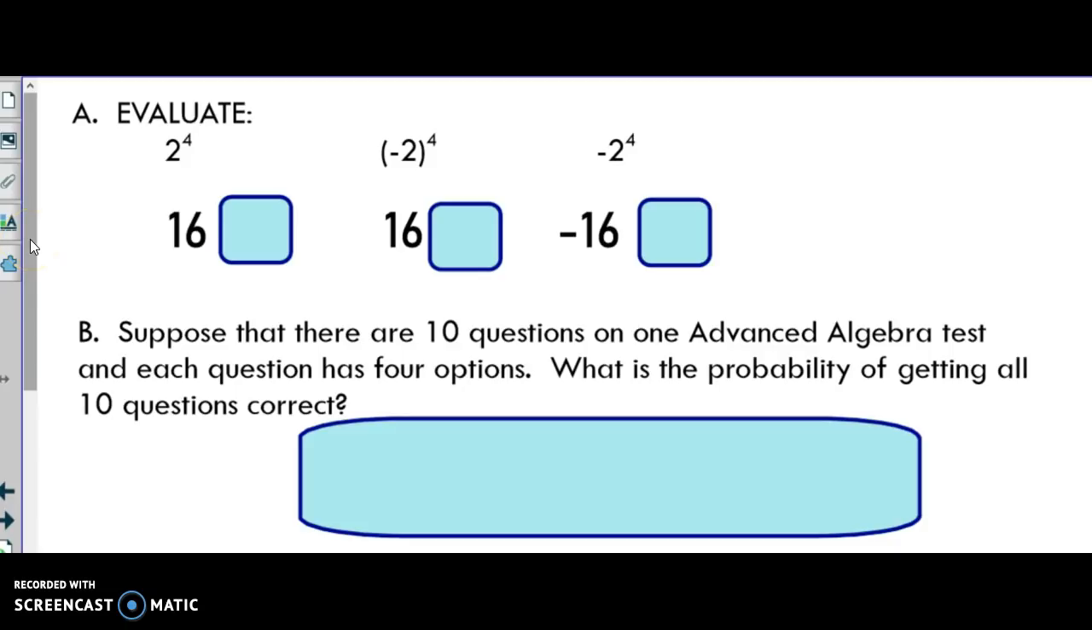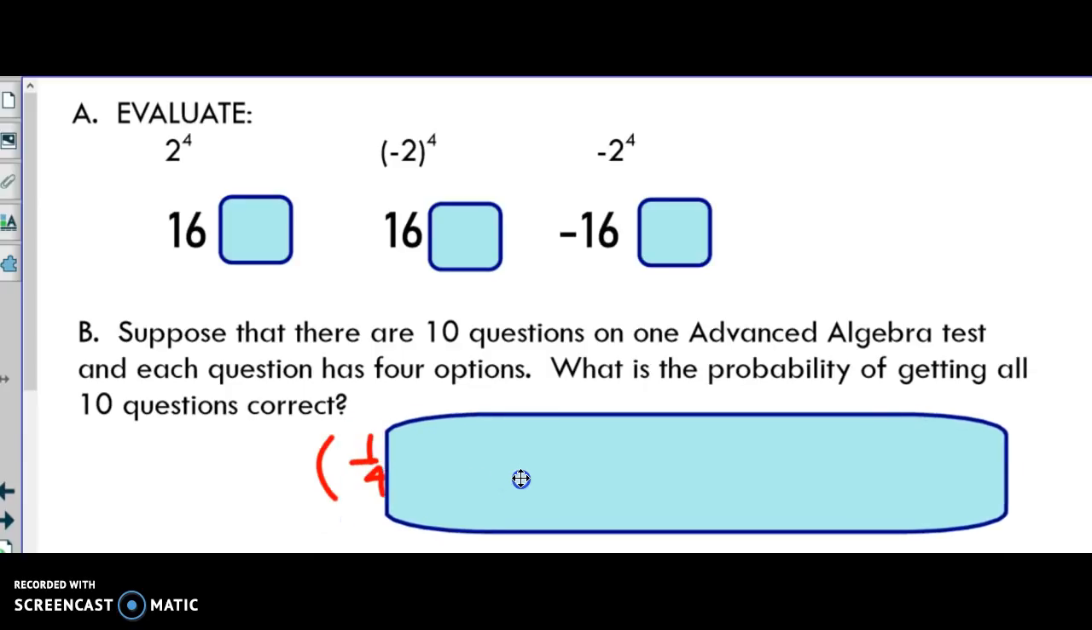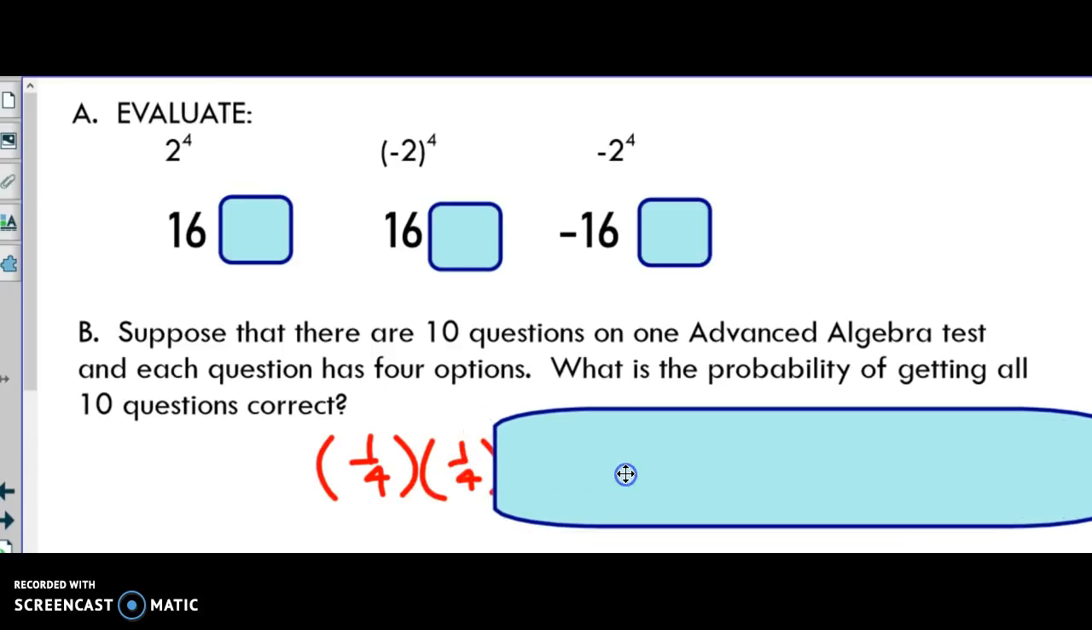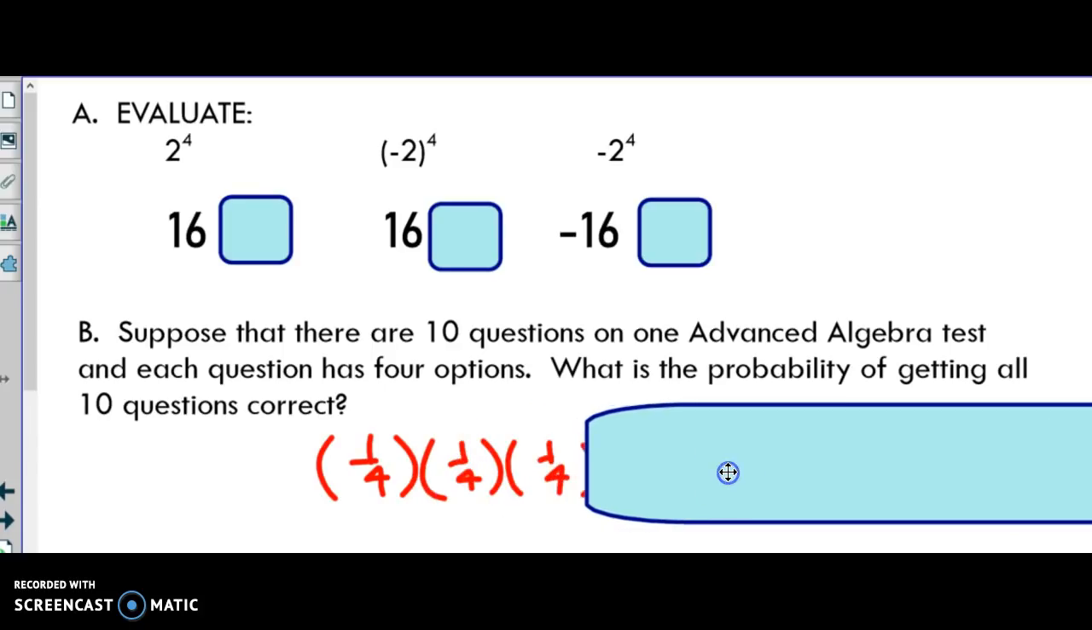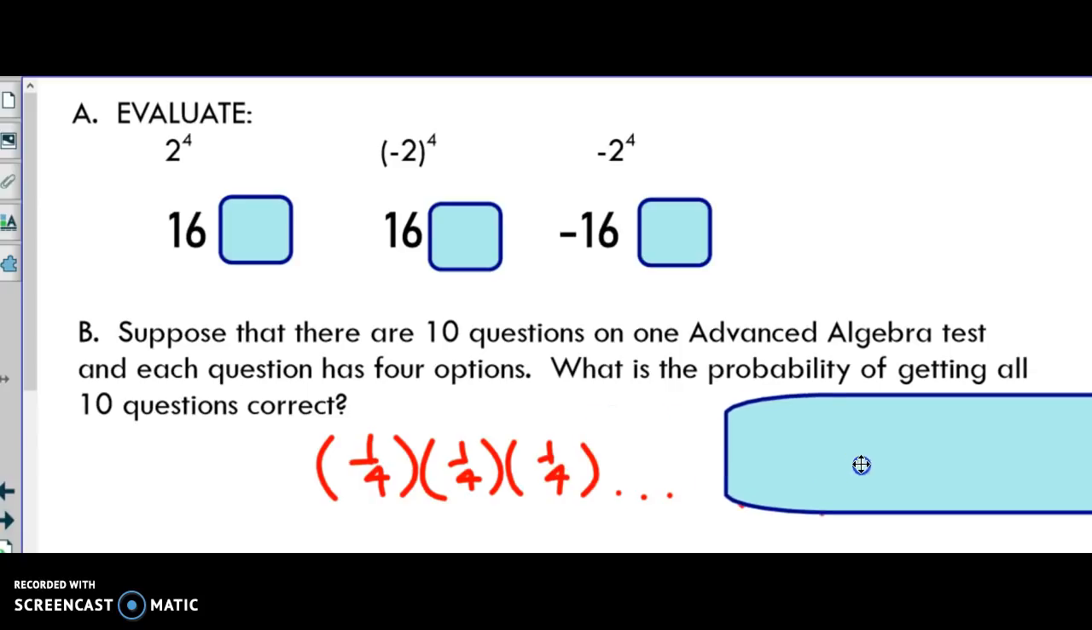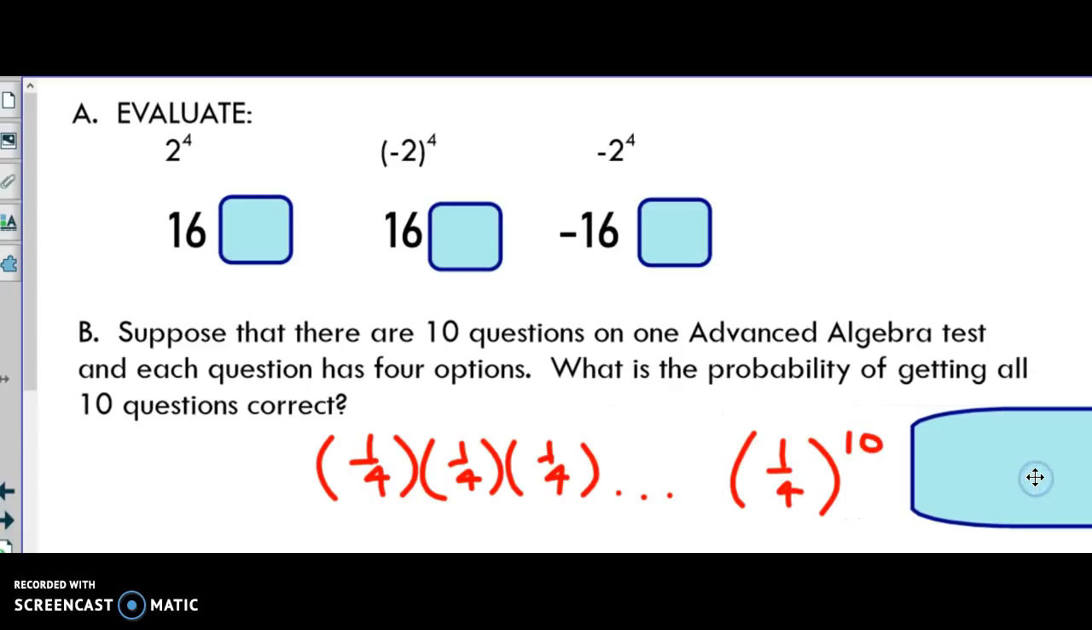Suppose there are 10 questions on one advanced algebra test, and each question has 4 options. What is the probability of getting all 10 questions correct? So if I think about it, if I have one question with 4 options, that would be just 1/4. Well, then the second question would also be 1/4 for getting it right, 1/4 for the third, and if I have 10 questions, I could simplify that just to (1/4) to the 10th. You could plug that in your calculator and get a percentage, but it'll be pretty small, so we can just leave it as an expression.